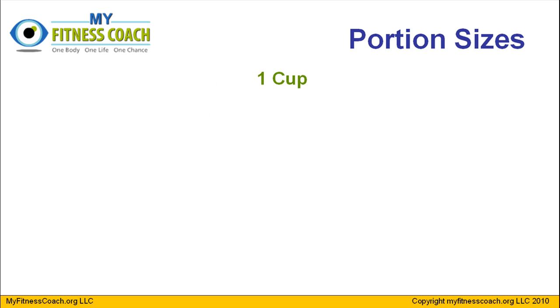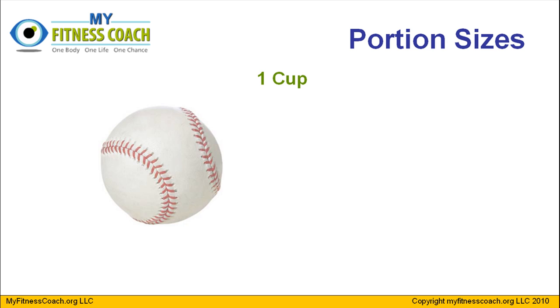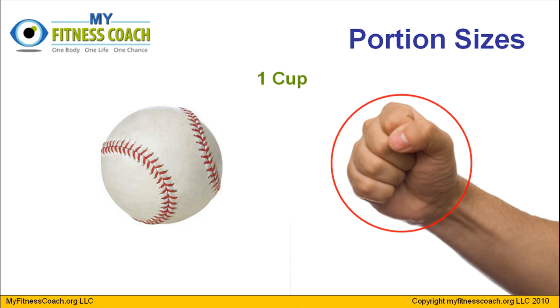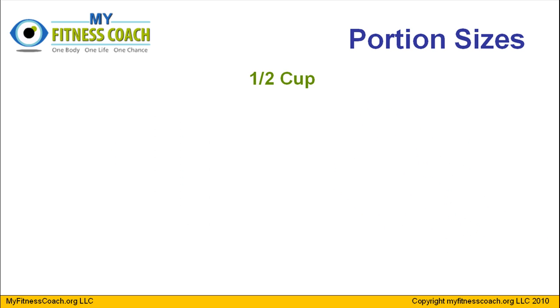So let's start and learn about what we can use to represent 1 cup. I'm going to give you 2 options. You can either use the size of a baseball or the size of your closed fist. Both of those options can be used to represent 1 cup. As an easy example, that can be a cup of mashed potatoes, a cup of corn, a cup of ice cream, and so on. A baseball or a closed fist is what you can use to represent what a cup looks like.